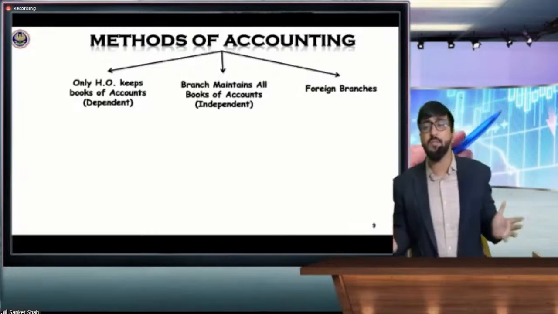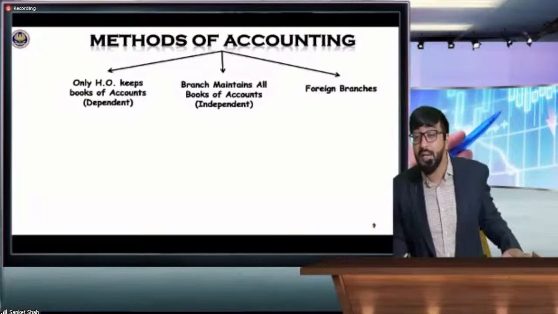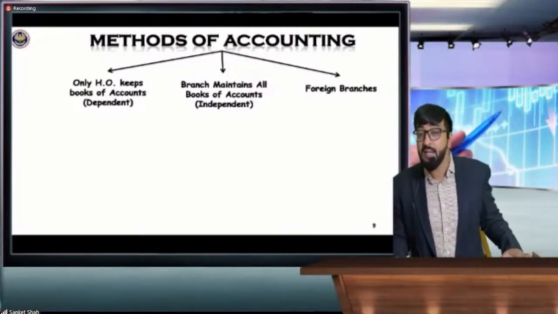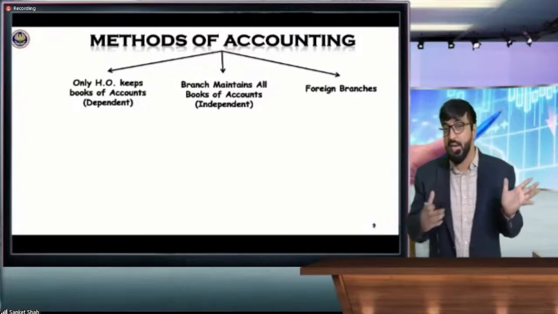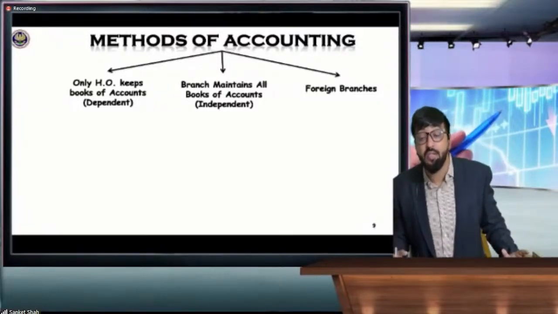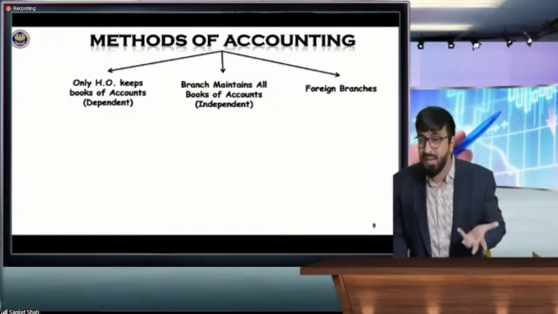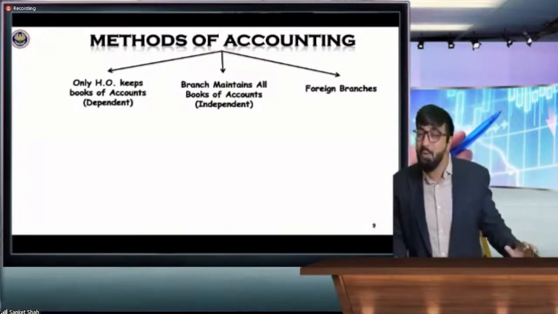So what is the difference between dependent branch and independent branch? In a dependent branch, who is going to maintain books of accounts? HO is going to maintain books of accounts. And in case of independent branch, the branch will maintain its books of accounts and then it is clubbed with HO books. So in independent, the branch records its own books itself, and in case of a dependent branch, the HO takes care of the branch; the branch does the activities and the entire accounting is done by HO.